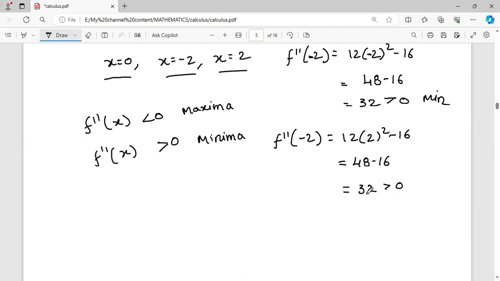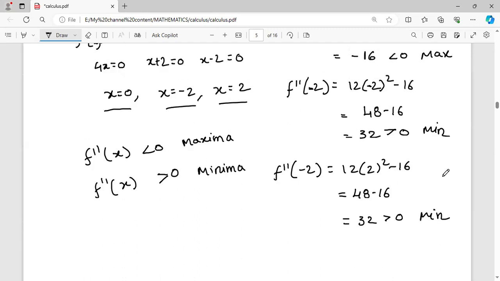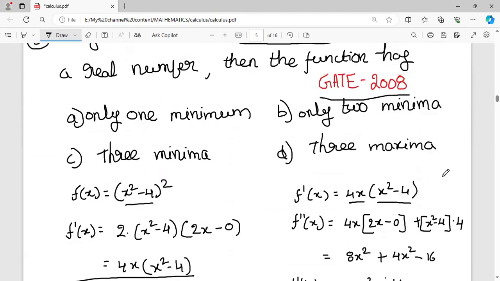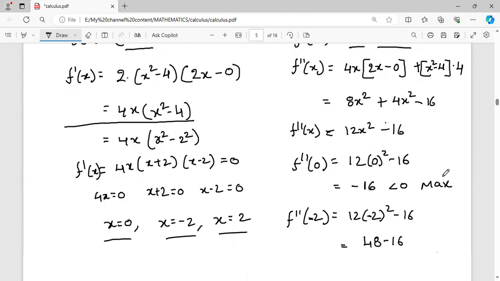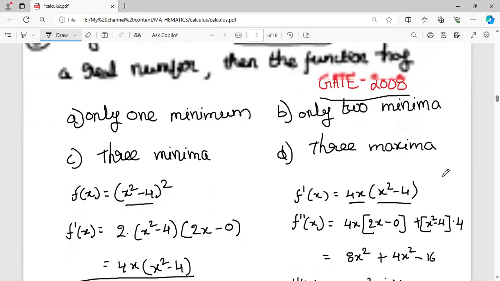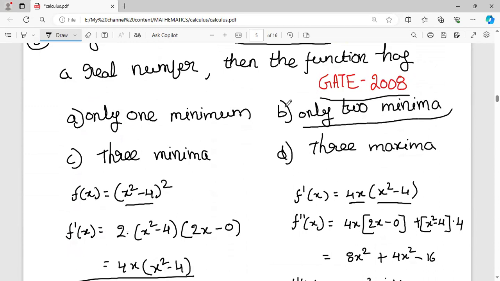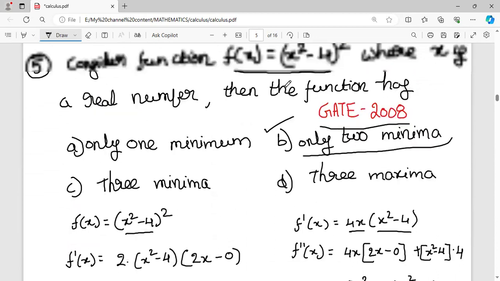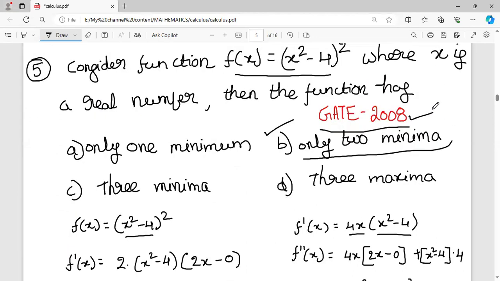And here also 32 is greater than 0. It is also a minimum value. So from that we can observe here two minima and one maximum. So there are only two minima, so the right option is B. This question was asked in 2008 for 2 marks.